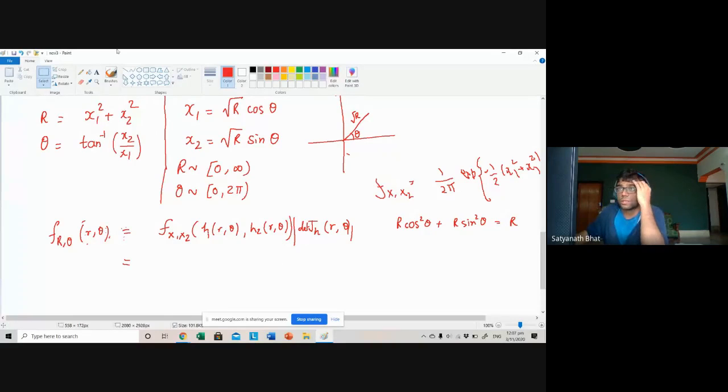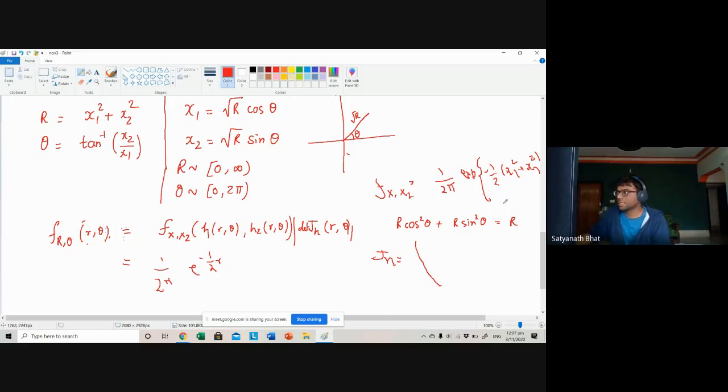So what is this going to be? This will be 1 over 2 pi, and e power minus half r, because this whole thing simplifies to r. So now we have to find the Jacobian of this with respect to r, theta. So the J H matrix we need to figure out.